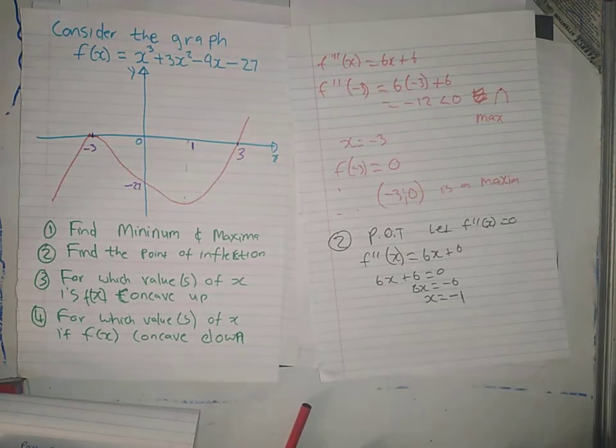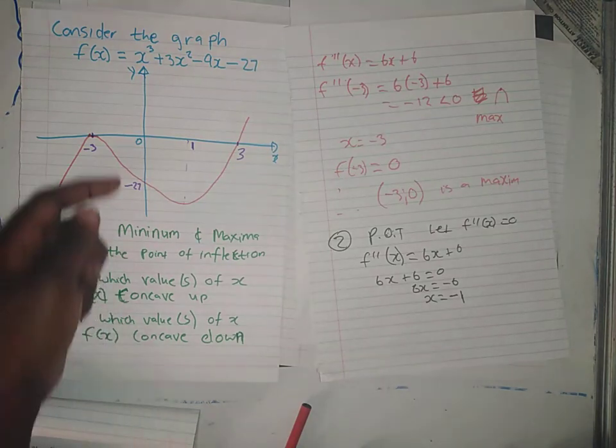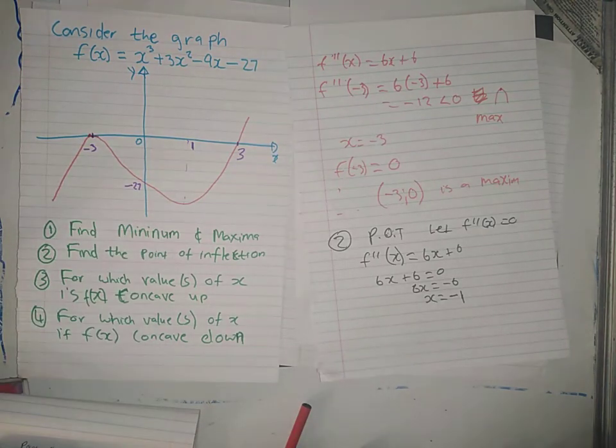So the point of inflection is minus 1. So they are actually telling you that somewhere here, that is where the concavity changes. Because remember, we spoke about it earlier, and then we said the point of inflection is a point where concavity changes from being concave up to concave down, or from being concave down to concave up.